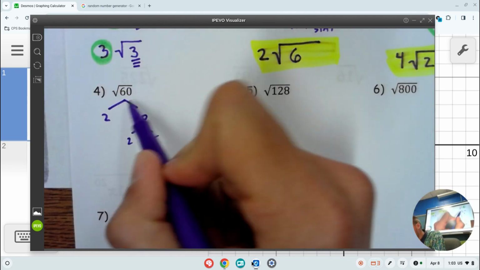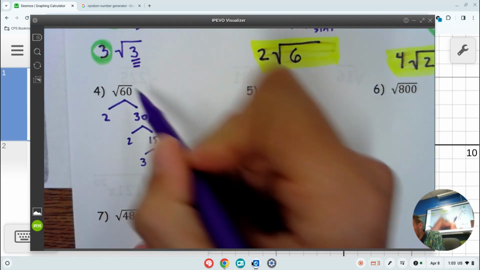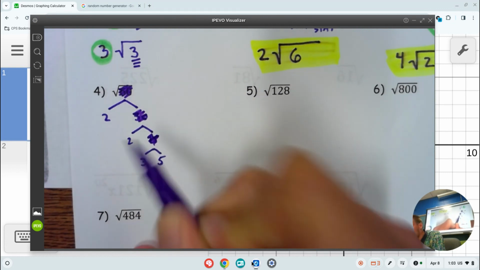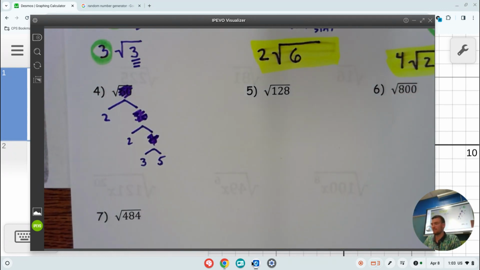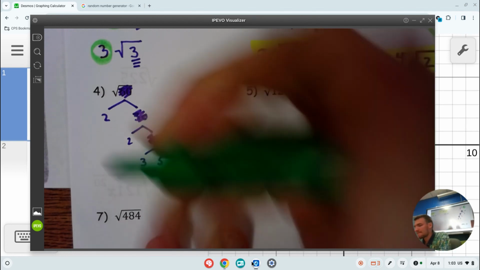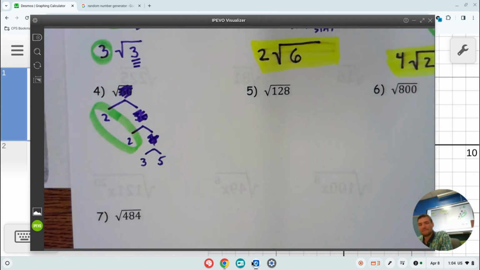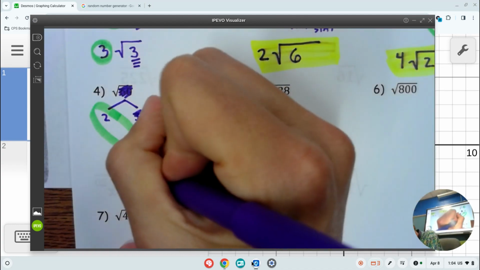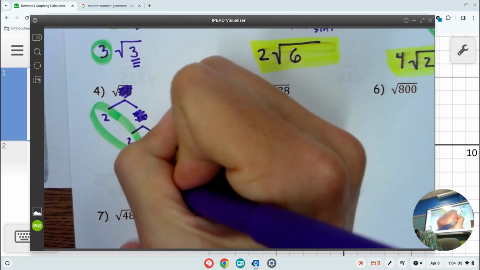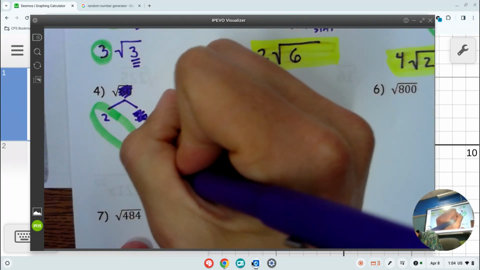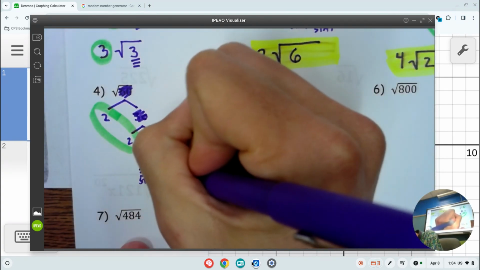I don't need any numbers on top of the triangle. So I'm not working with 60 or 30 or 15. I'm only working with the prime numbers, 2, 3, 5. Now with these numbers, I'm going to circle any pairs. I see that I have a pair of 2s. Do I have pairs of 3s? Nope. So this guy right here, he's got to stay. He doesn't get to try to break out. What about this 5? He's got to stay. He doesn't get to break out.